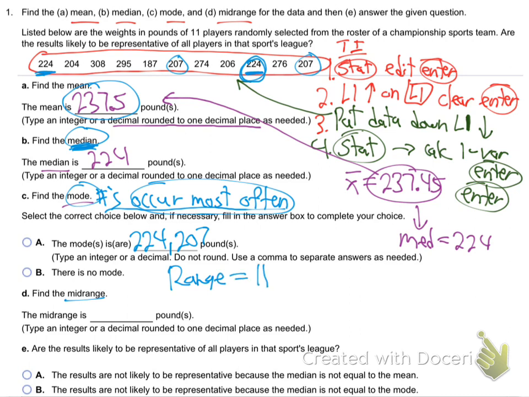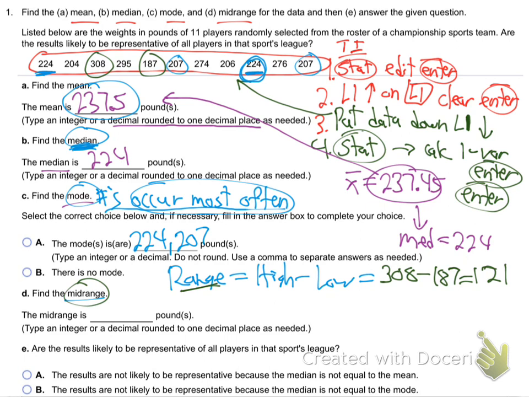The range is the highest number minus the lowest. So what's the highest number in this data set? I think it's 308, isn't it? And what's the lowest number? Isn't it 187? You subtract those, you get 121. That's the range. We're not to mid-range yet.